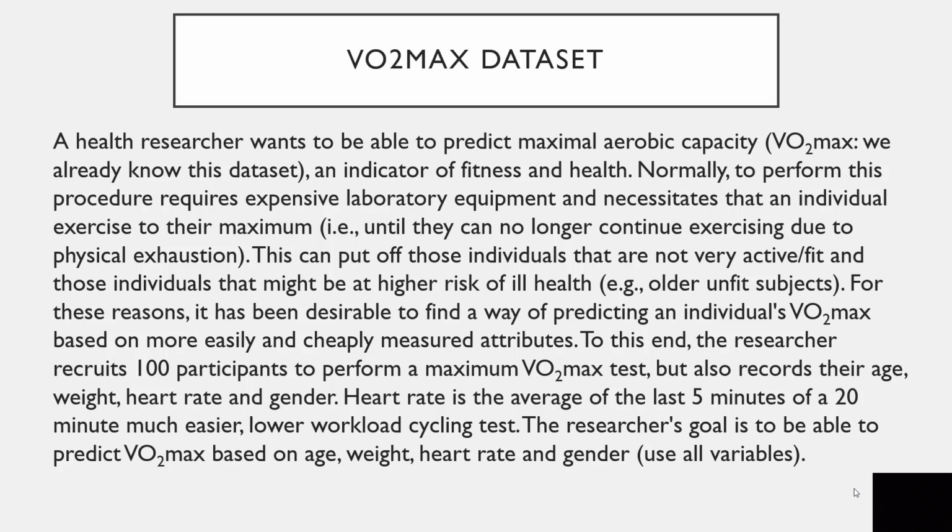This can put off those individuals who are not very active or fit, and those individuals who might be at higher risk of ill health. For these reasons, it's been desirable to find a way of predicting an individual's VO2 max based on more easily and cheaply measured attributes. To this end, the researcher recruits 100 participants to perform a maximum VO2 max test, but also records their age, weight, heart rate, and gender. Heart rate is the average of the last 5 minutes of a 20-minute, much easier, lower workload cycling test. The researcher's goal is to be able to predict VO2 max based on age, weight, heart rate, and gender.